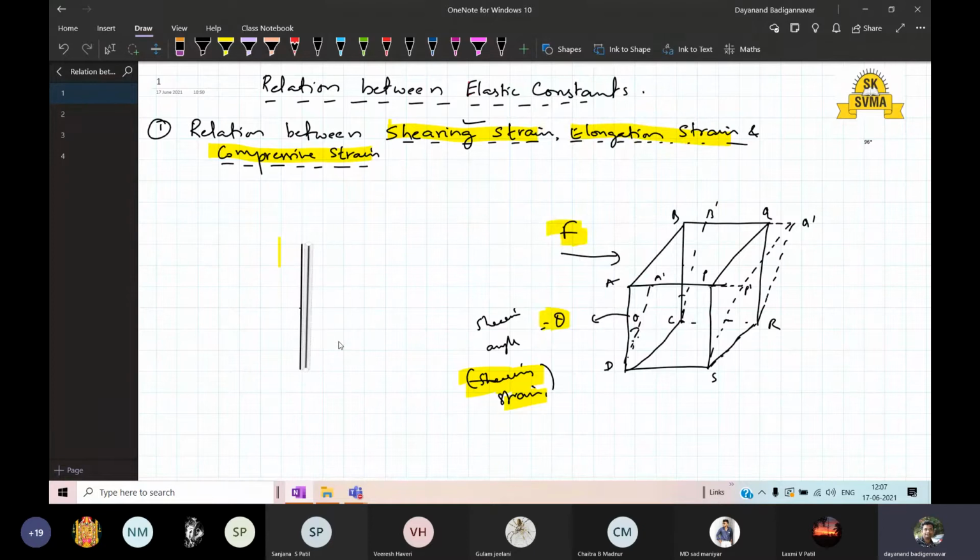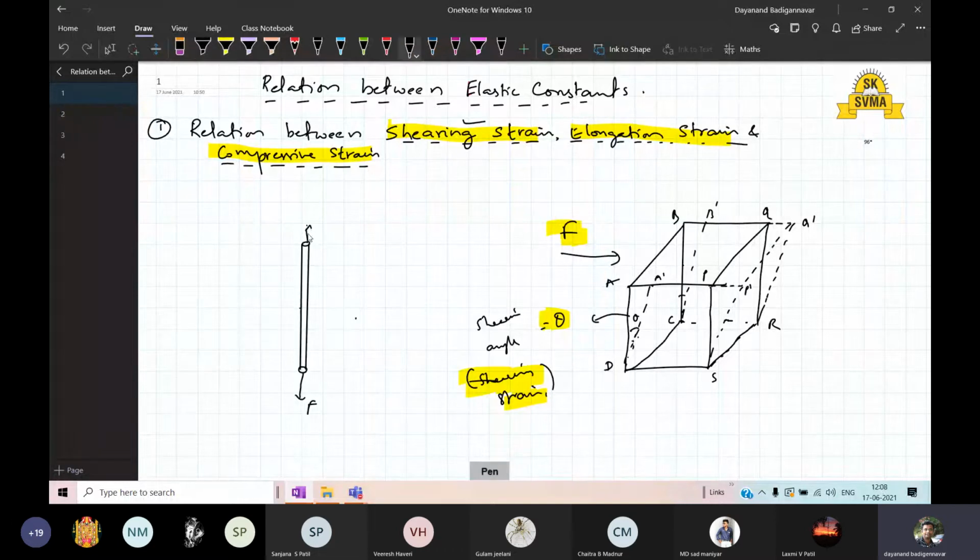Okay, so this is the wire I have. Now, what happens is that by applying the force in this direction and in this direction, I can extend its length like this. So there is an increase in the length.